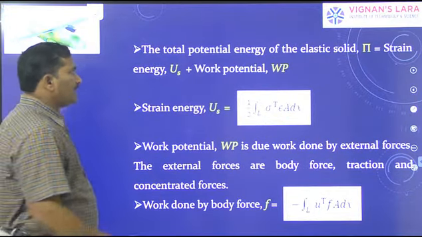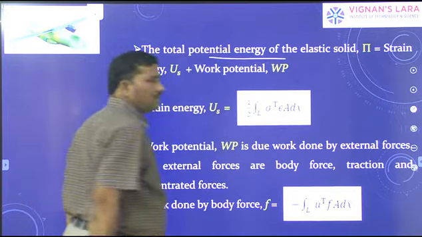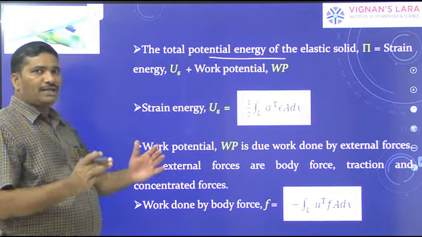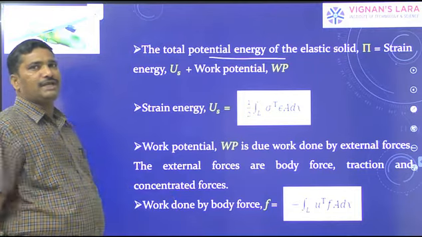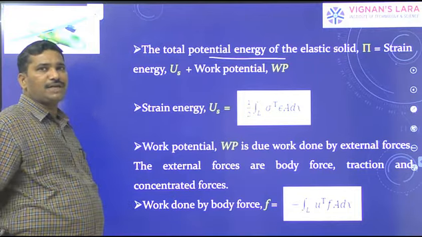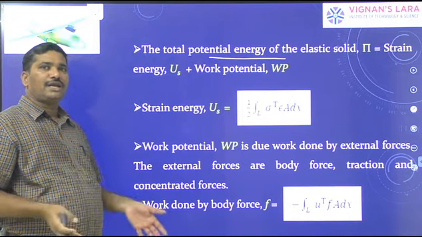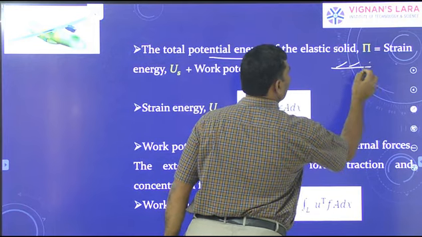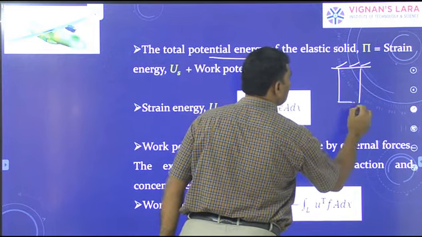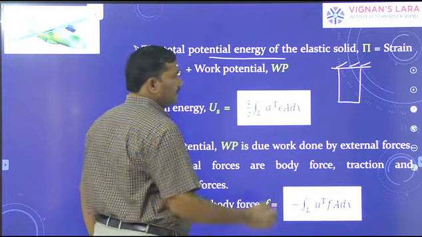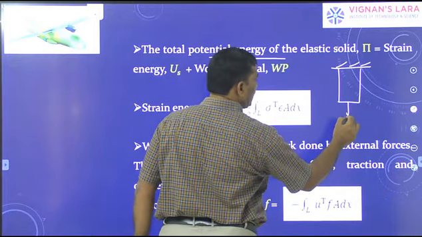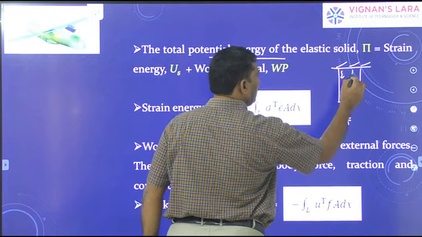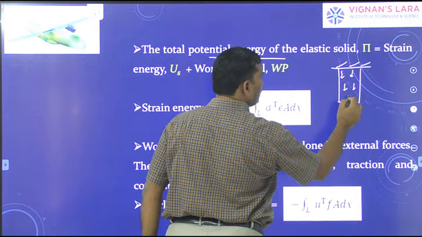We know that the potential energy of an elastic solid, pi, equals the strain energy plus the work potential. The strain energy we can determine when deformation takes place, when the solid is under the action of a set of forces. For example, I take a bar of uniform cross section like this. It is subjected to an external force, say F, right? Its self-weight is acting on the entire volume of this object.